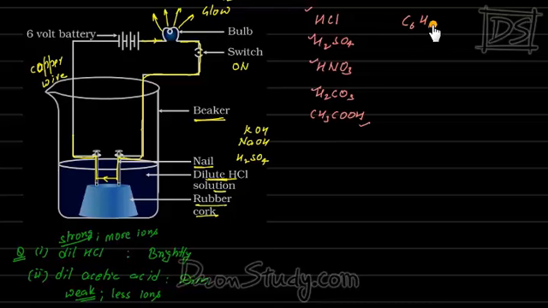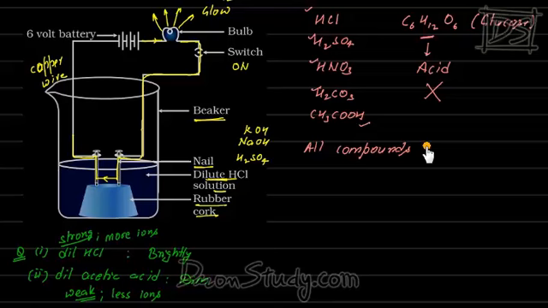Like C6H12O6. This is glucose. This also has hydrogen, students. So is this an acid? No, students. This is not an acid. Every compound which has hydrogen is not an acid, students. Such confusion happens that whichever has hydrogen is an acid. It's not like that, students. We can write: all compounds having hydrogen are not acids.